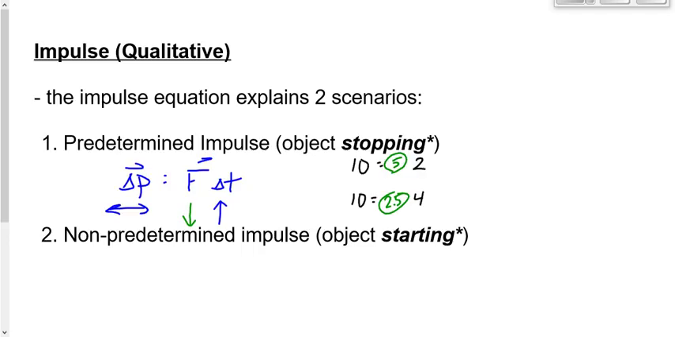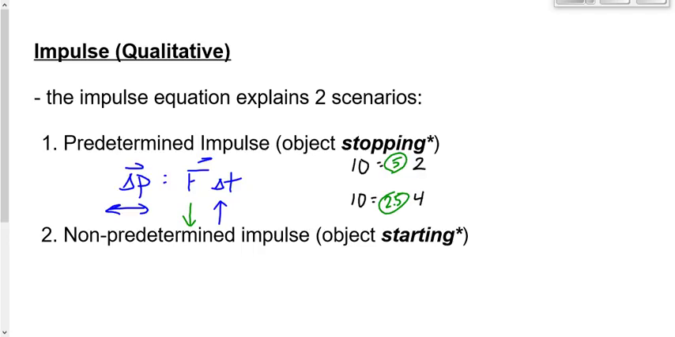All right, make sense? When you're stopping an object, the impulse is predetermined, and the idea is that you want to increase the time that it takes to stop to decrease the force. Usually, at least. It's conceivable, I suppose, that you might want to increase the force. And in that case, you decrease the stopping time, right?